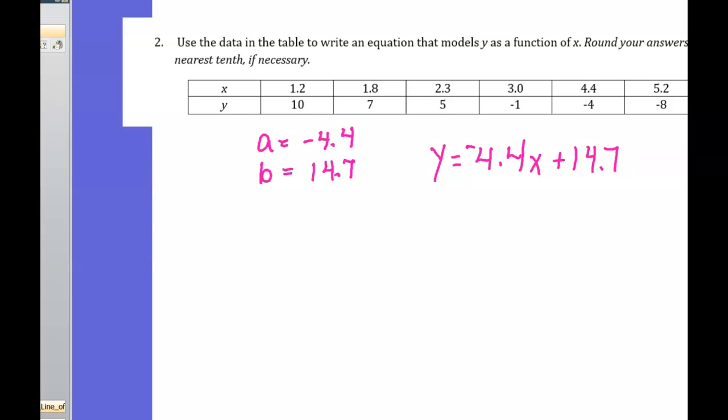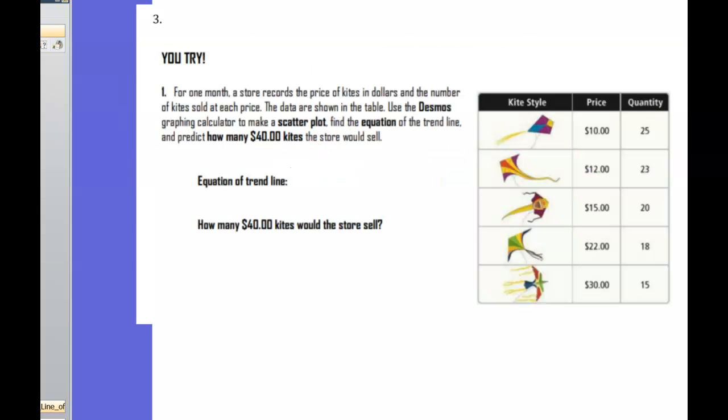Okay, and again, we just go through a series of examples. Here, we're looking at kites. For 1 month, a store records the price of kites in dollars and the number of kites sold at each price. The data is shown in the table. So we're going to use the Desmos calculator to make a scatter plot, and then we're going to find the equation of the trend line. That's finding the line of best fit. And then we're going to make a prediction of how many $40 kites the store would sell.